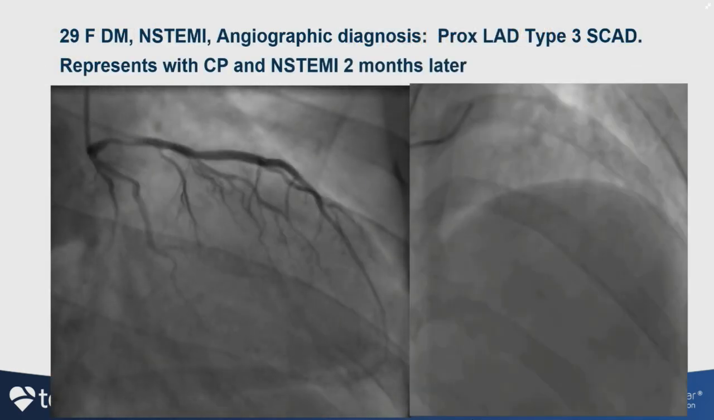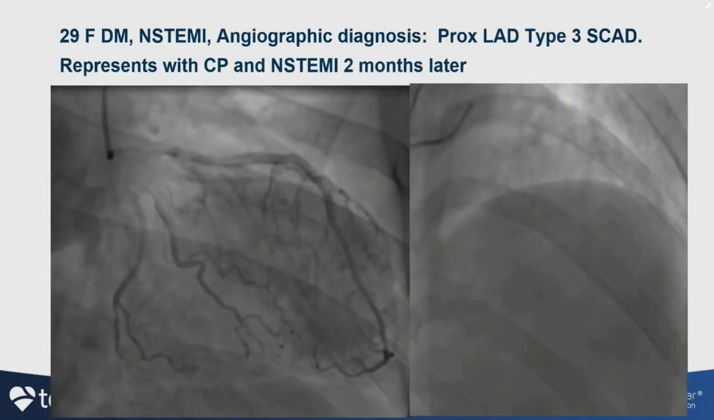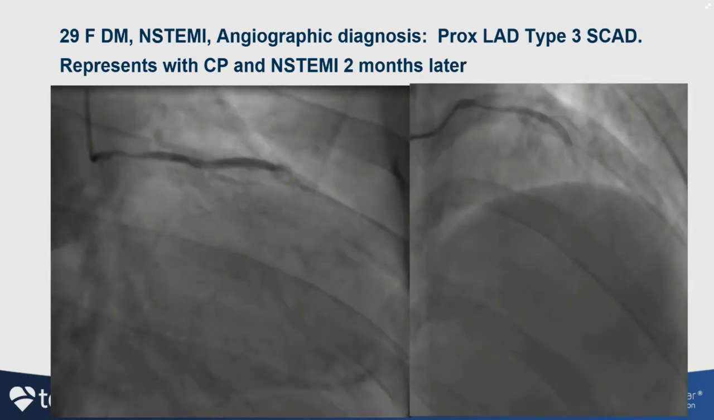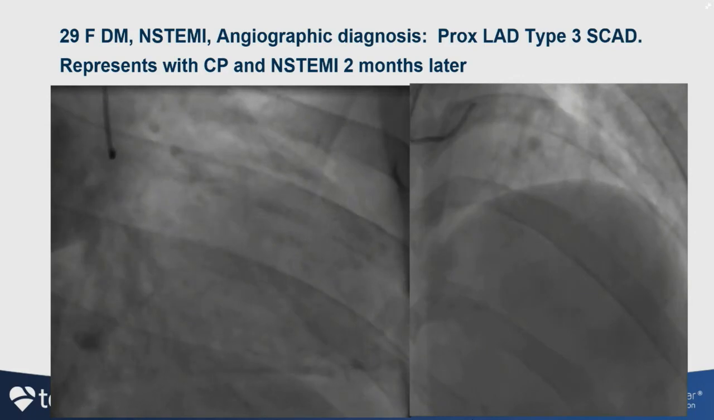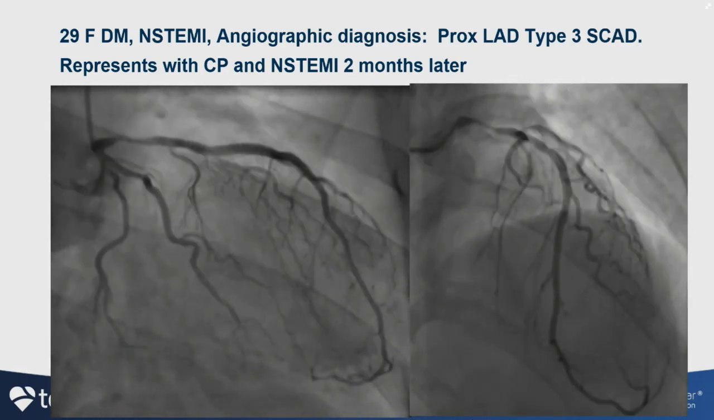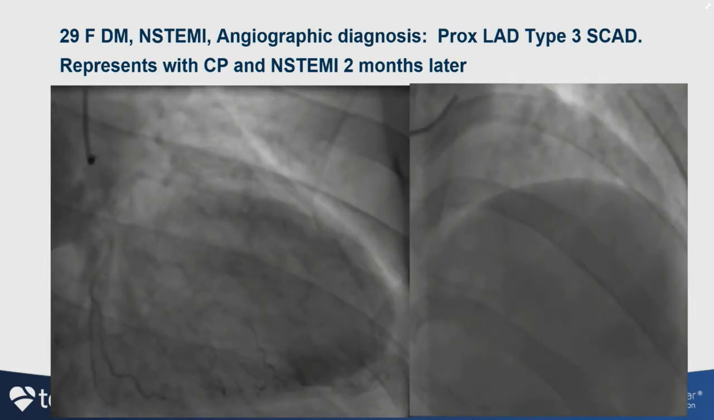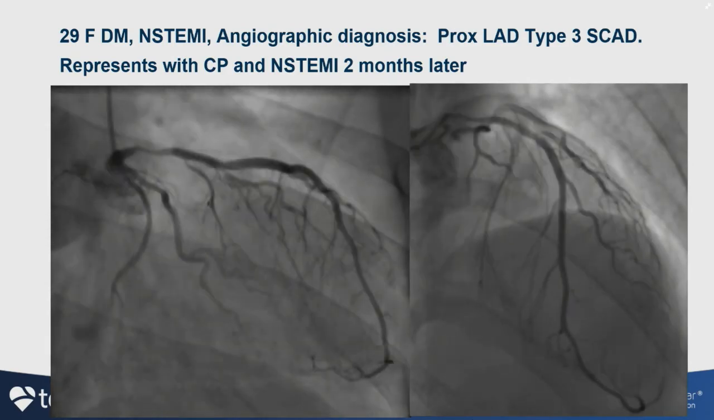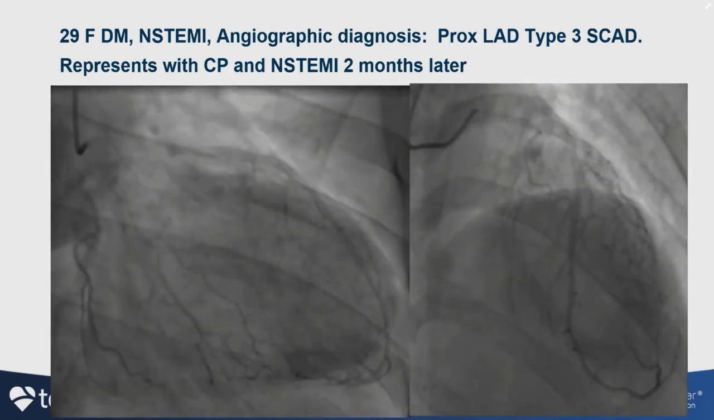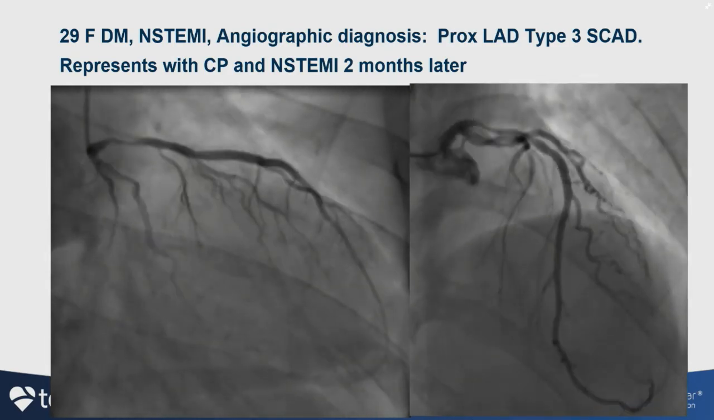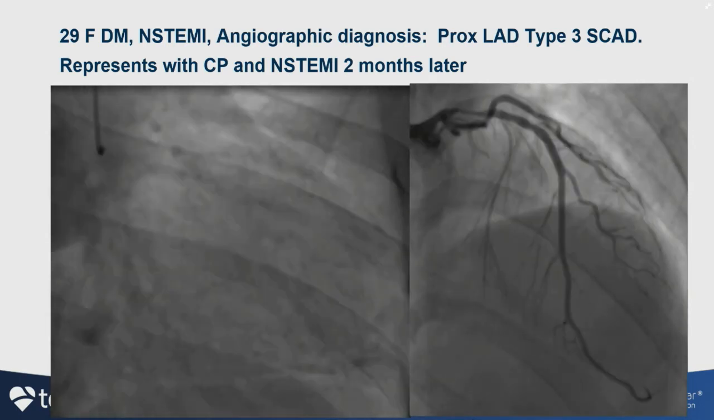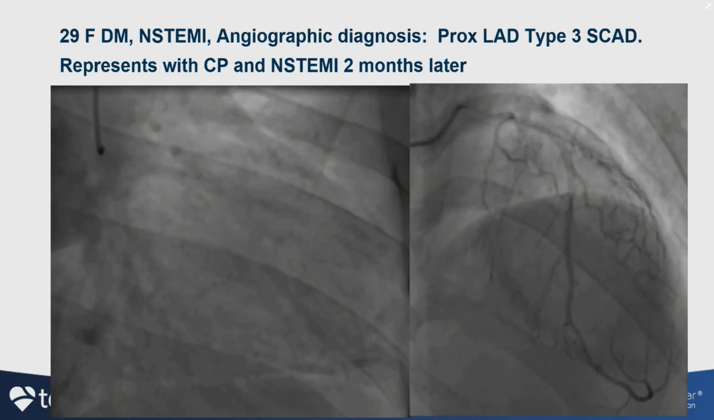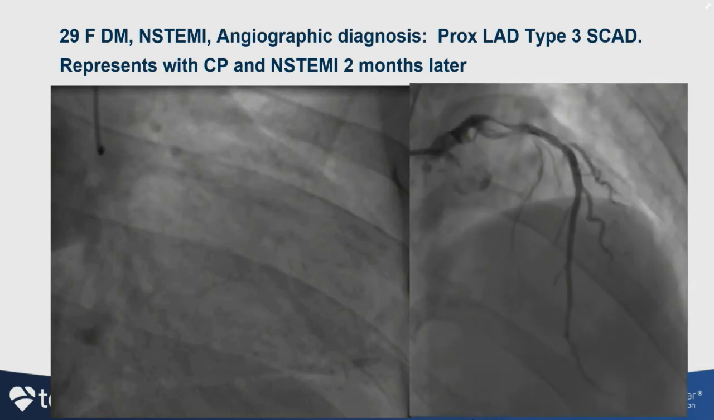Now that we're all looking for spontaneous coronary artery dissection very carefully on our angiograms and trying to make this diagnosis and not miss it, sometimes we overcall it. This is a 29-year-old patient who had an angiogram for an NSTEMI with a background history of diabetes. The angiogram shows this stenosis in the proximal LAD, which was diagnosed by angiography alone at the time as showing a type 3 SCAD. Unfortunately, the patient then presented 2 months later with recurrent chest pain and ST elevation.